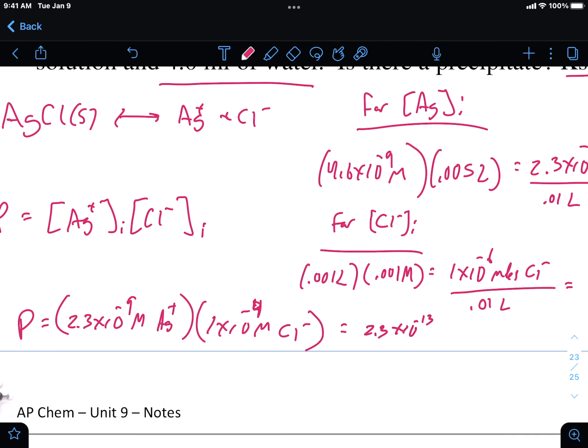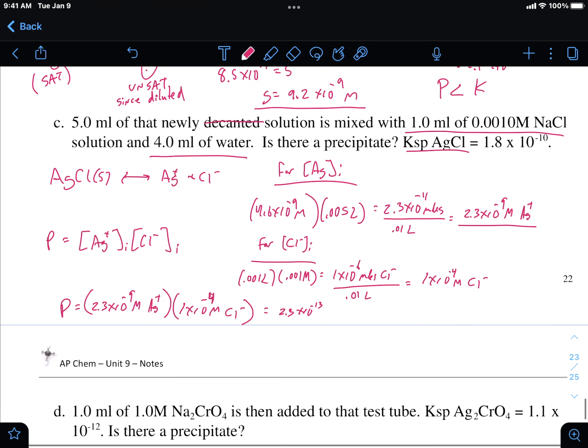All right, P is 2.3 times 10 to the negative 13. The KSP for silver chloride is 1.8 times 10 to the negative 10. Do we see a precipitate? No, we do not. P is less than KSP, which means we do not have enough product. This reaction will move forward. If it moves forward, it moves away from the precipitate, so we don't see any solids.